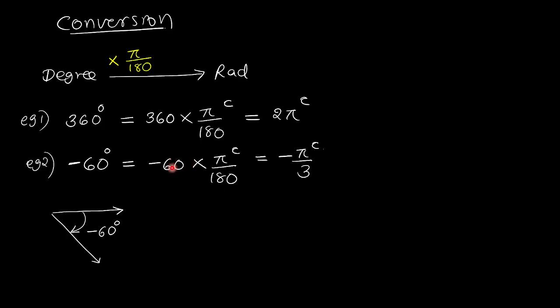Understood? 60 by 180. Shall I discuss that? The zeros cancel. 6 and 18 cancel to 3. Minus pi by 3 radian. Deva, understood? Please respond, Deva. Yes, sir, understood.